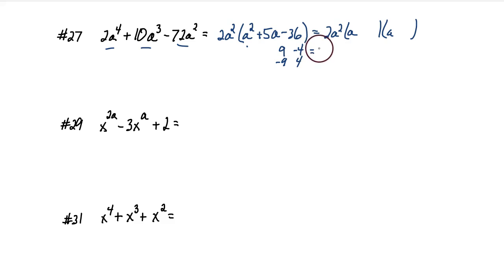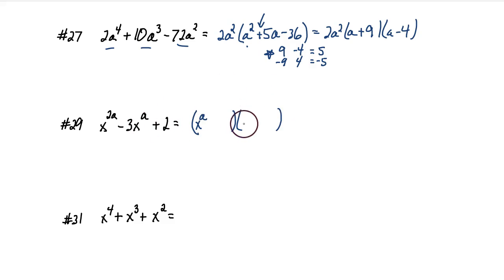9 plus negative 4 makes 5, and these add to negative 5. Are either of these correct? Yup, we wanted to make positive 5, so it's that pair of numbers. Fill in positive 9 and negative 4. Number 29, there's no greatest common factor, and it's not a perfect square trinomial, so let's try FOIL.